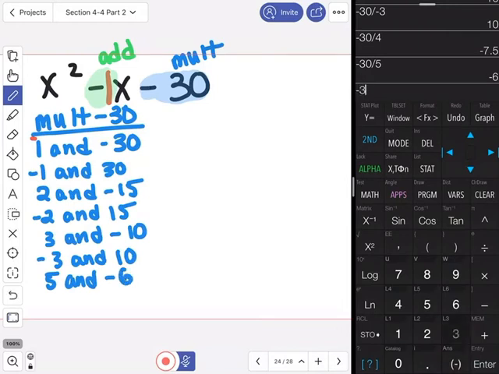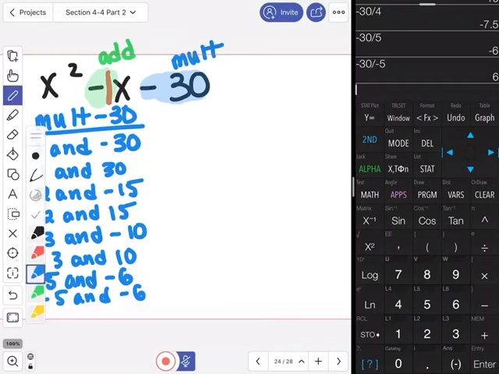And now if I check the negative version, so negative 30 divided by negative 5 gives you negative 6. So you have negative 5 and negative 6. And the next number we would check would be 6, which is already here, meaning I've already considered all the possibilities.